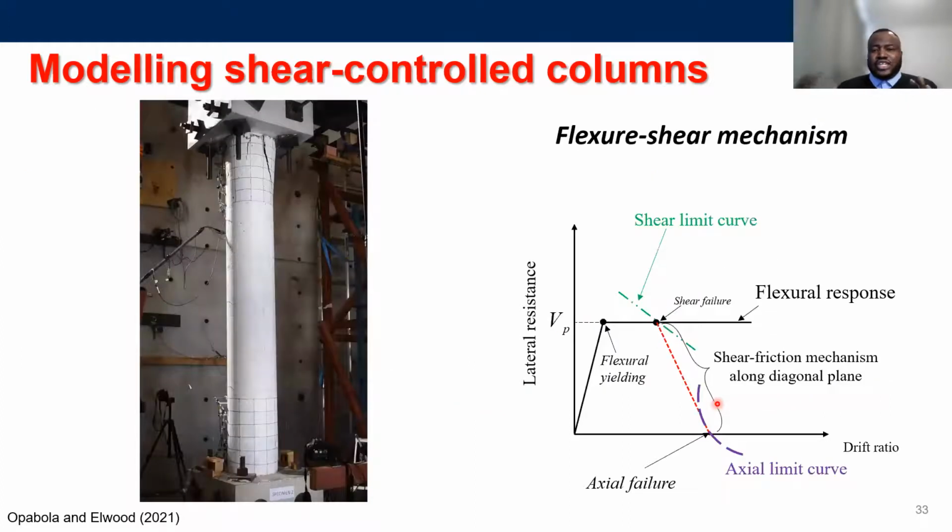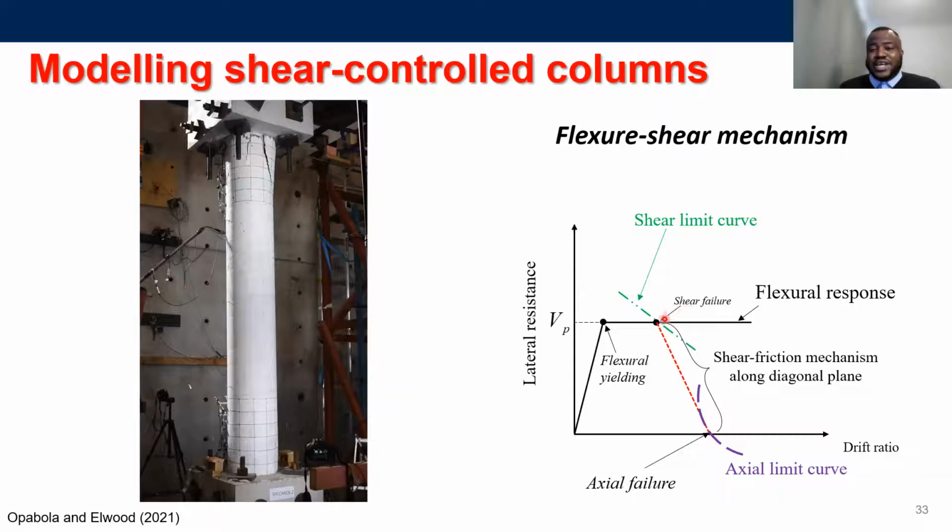But like I mentioned, there are columns that would be shear-controlled as well. So I've spent a bunch of my life talking about shear-controlled components, so I wouldn't really go into much detail, but I will just give a bit of an overview because it's not really the main focus of this discussion. But if you have a flexure-shear mechanism, for example, in which you are expected to have some form of flexural yielding, after some point, you can actually hit the shear limit curve, and that results in a shear failure happening.